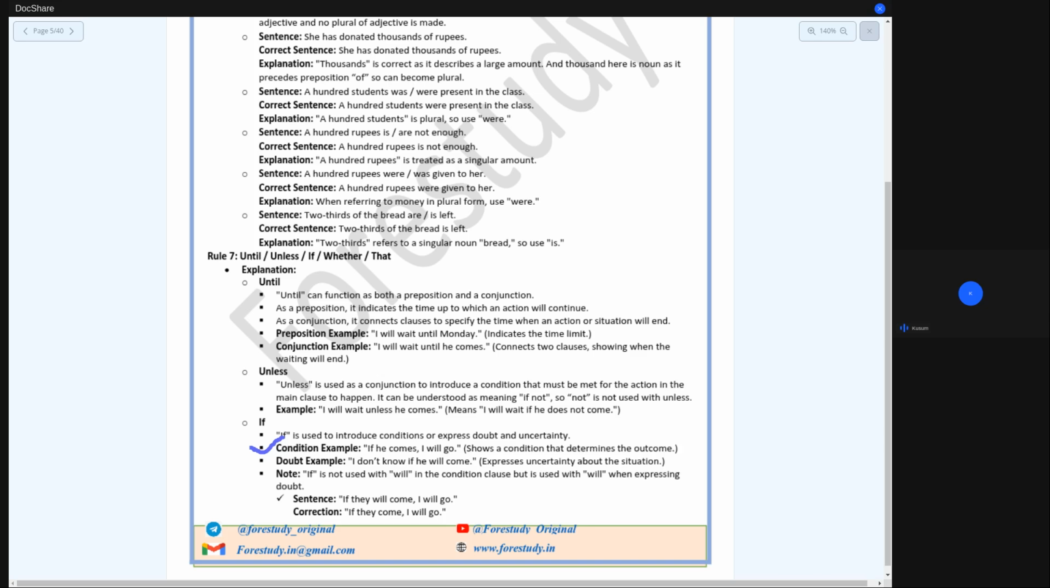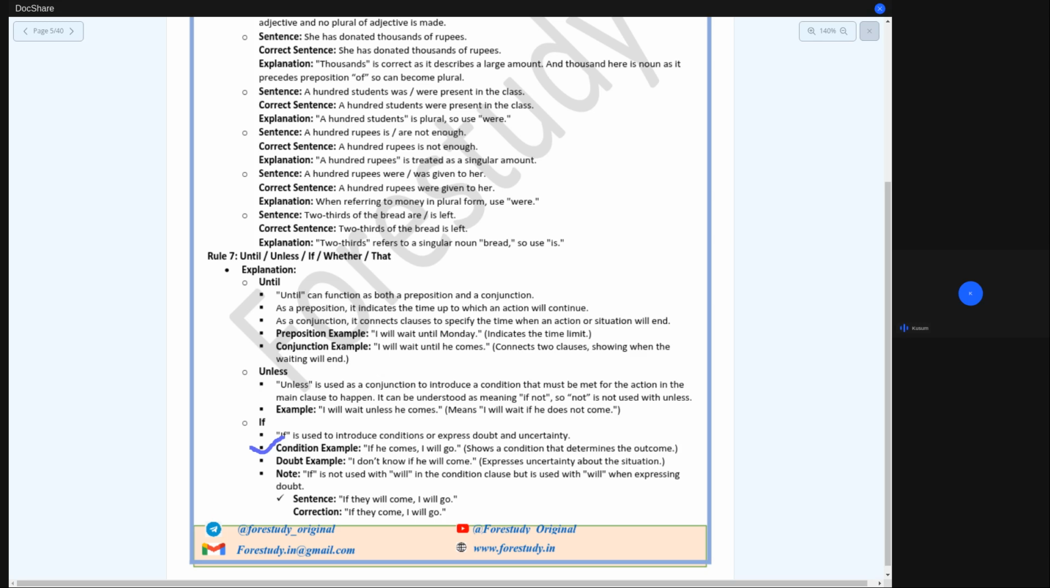A keynote here is that when if introduces a condition, like in the first conditional sentence, you typically do not use will in the if clause itself. The will goes in the main clause, the result clause. So it is if he comes, this is a present tense, not if he will come. Okay, this is wrong.